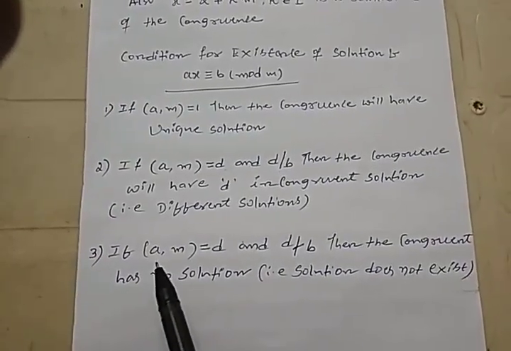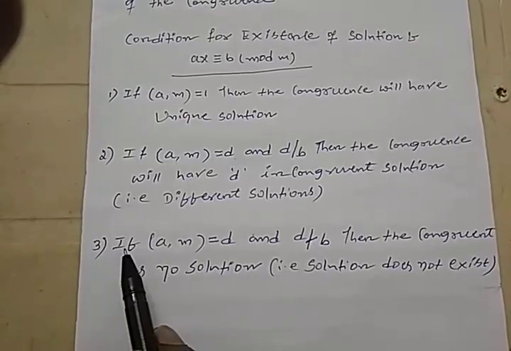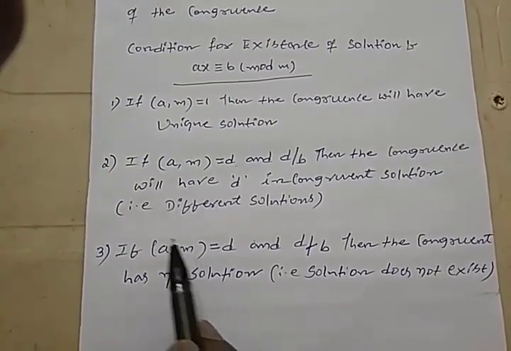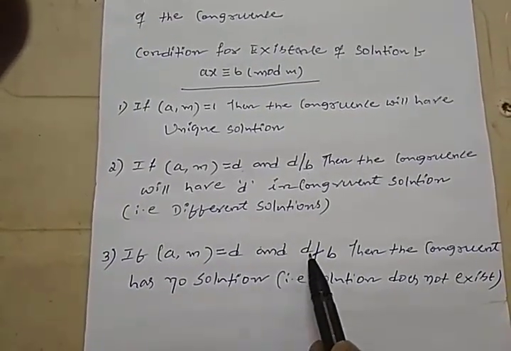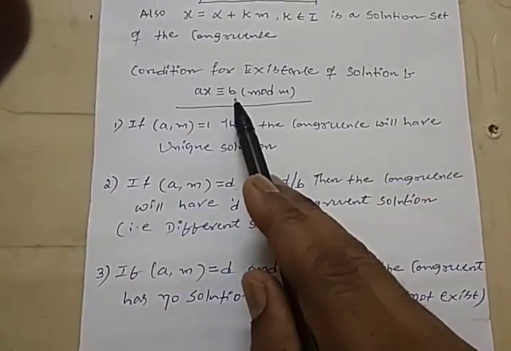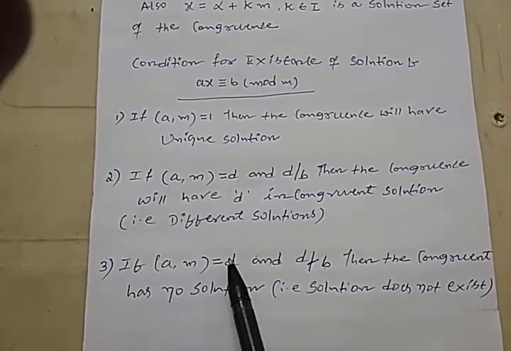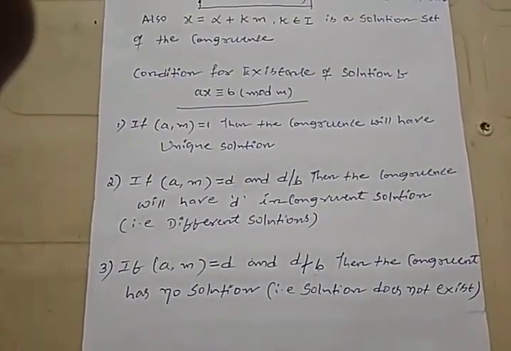Some linear congruences have no solutions. This happens if the GCD of a comma m is say d, and d does not divide b. Then the congruence has no solution.